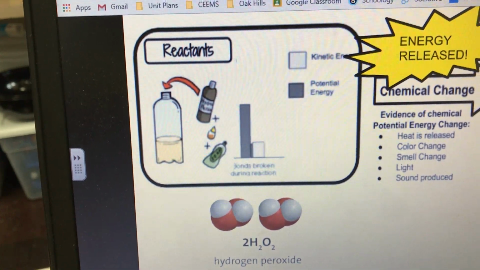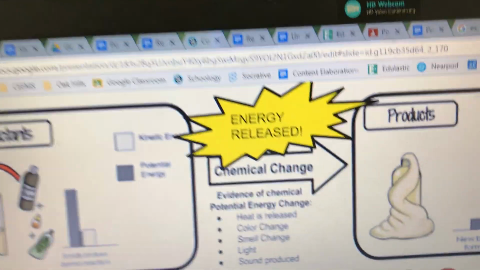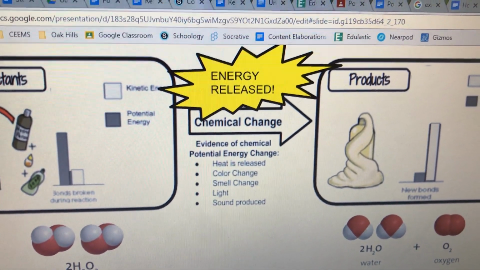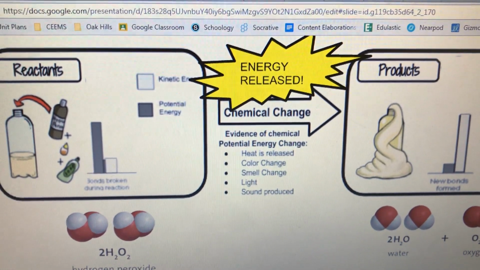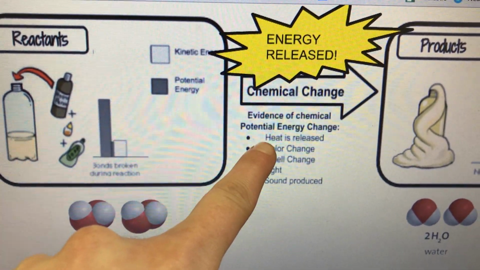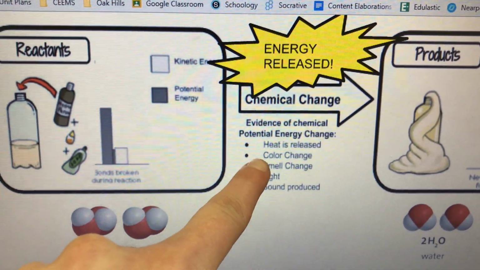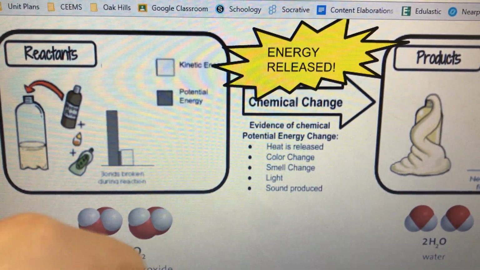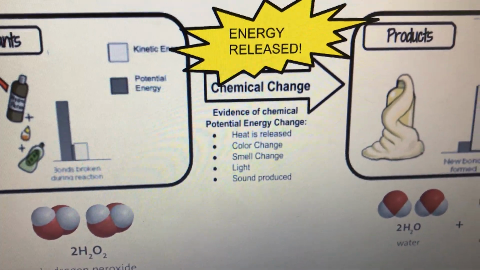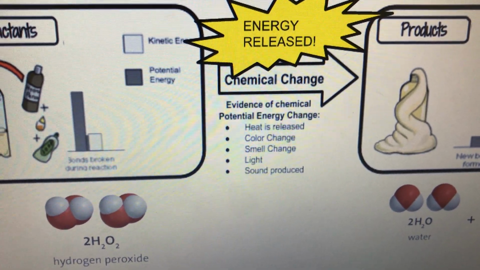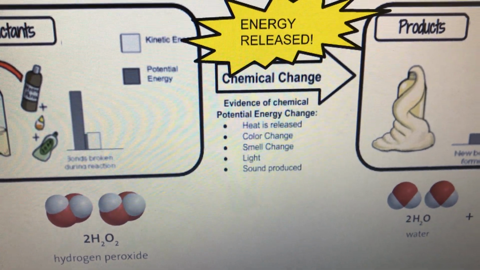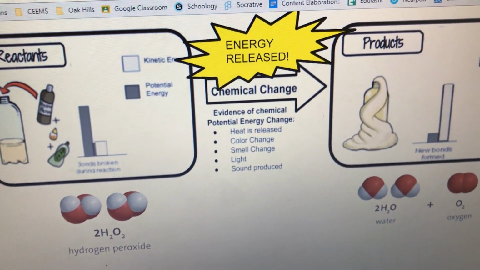Now, when our chemical reaction occurs, energy is released, okay? And we know that energy is released by looking at these different evidence pieces. So here's all of the evidence pieces that we have. Heat is released, color change, smell change, light, or sound produced. Now another one on here that we witnessed or saw during our elephant toothpaste lab was foam or bubbles being formed. That is also another piece of evidence that a chemical reaction occurred.